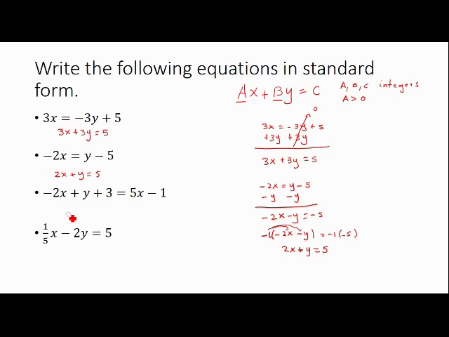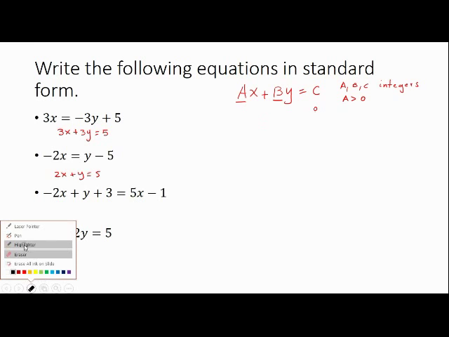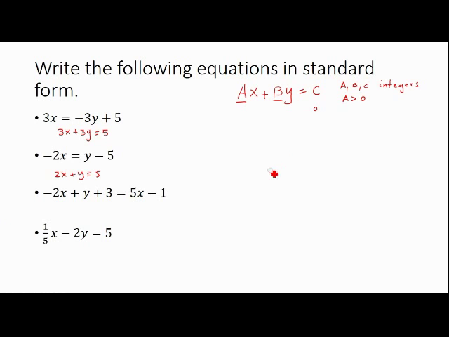The third problem is a bit longer. It takes a bit more work, but it's still very simple. So I'm going to erase everything here first, so we have some space to work. And we notice that we have x's on both sides of the equation, so we need to move that. So you have negative 2x plus y plus 3 equals 5x minus 1.